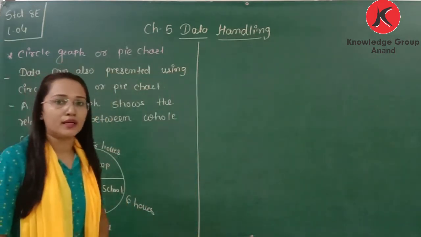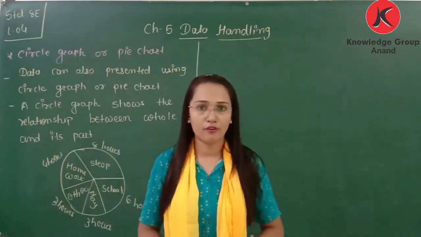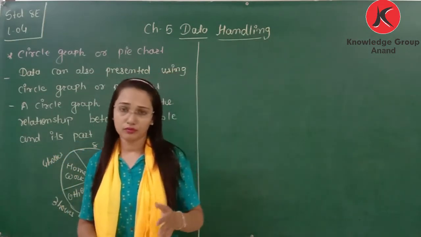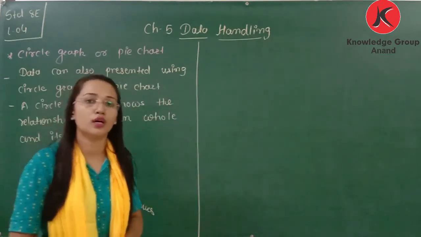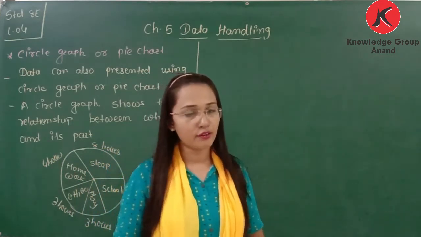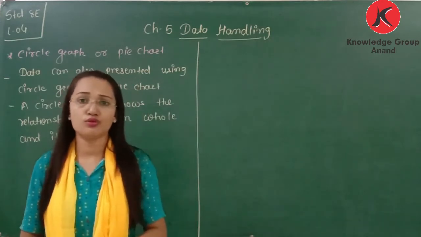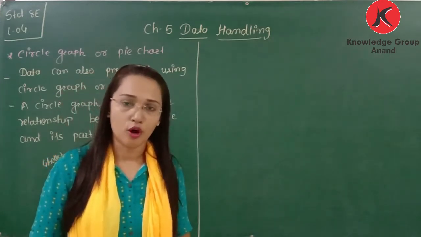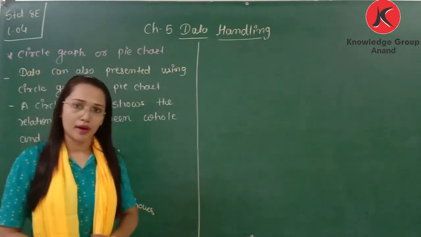Also we learn the bar graph. Bar graph means representing the data in a graph with the help of bars with equal width, and height is proportional to the data. Clear? After that we learn about the double bar graph. Now what is a double bar graph? A double bar graph is used to compare two observations, two sets of data. So that time we use a double bar graph.